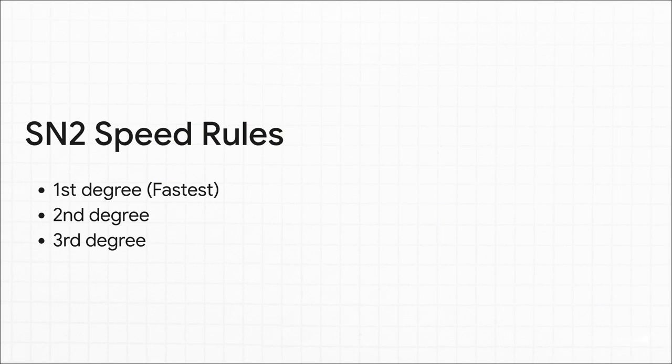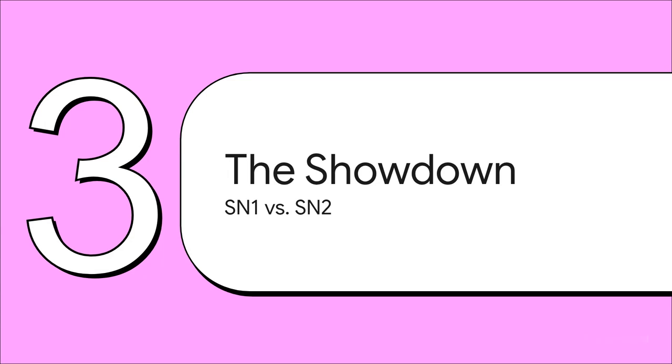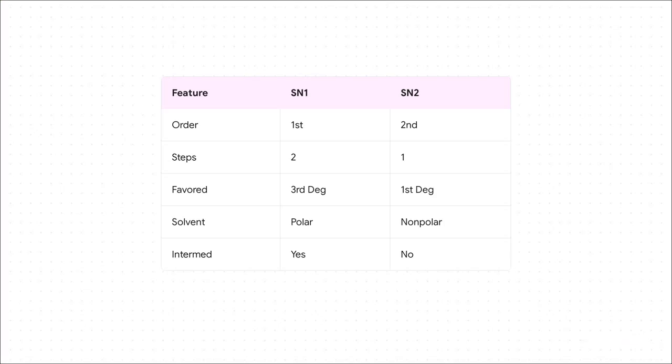Take a look at the speed rules for SN2. They are the exact reverse of SN1. Here, the first degree carbon is the fastest, the second degree is still in the middle, and the third degree carbon is the absolute slowest. So let's put them in the ring, the showdown. SN1 versus SN2. So the crucial point here is that a molecular substitution is never just random.